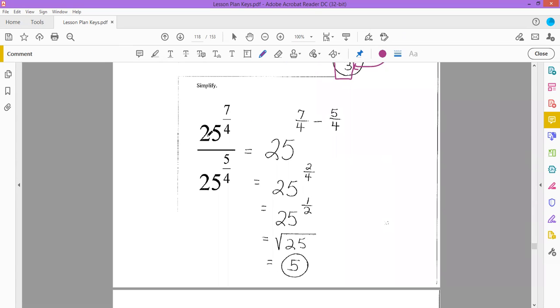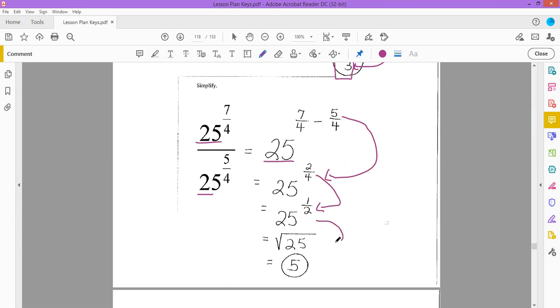Next, we have 25 to the 7/4 power divided by 25 to the 5/4 power. Since these terms have the same base, we can subtract their powers. So we keep that base of 25 and we subtract top power 7/4 minus bottom power 5/4. And 7/4 minus 5/4 gives us 2/4. From there, we want to reduce that fraction. So 2/4 can be reduced to 1/2.